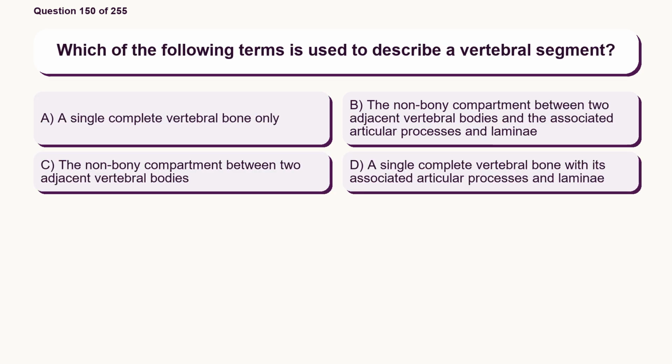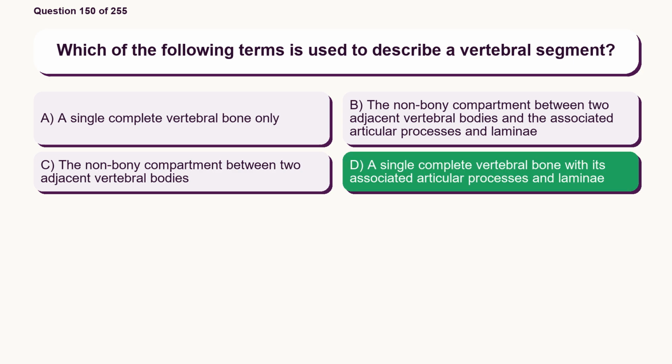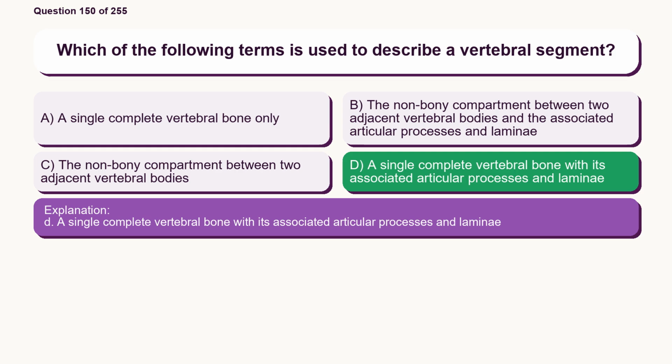Question 150. Which of the following terms is used to describe a vertebral segment? Option A. A single complete vertebral bone only. Option B. The non-bony compartment between two adjacent vertebral bodies and the associated articular processes and laminae. Option C. The non-bony compartment between two adjacent vertebral bodies. Option D. A single complete vertebral bone with its associated articular processes and laminae. The correct answer is option D. A single complete vertebral bone with its associated articular processes and laminae. D. A single complete vertebral bone with its associated articular processes and laminae.